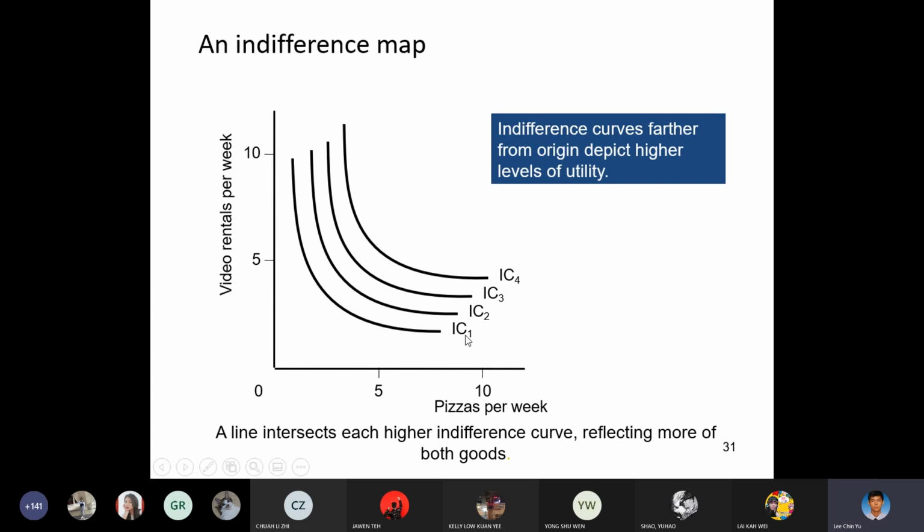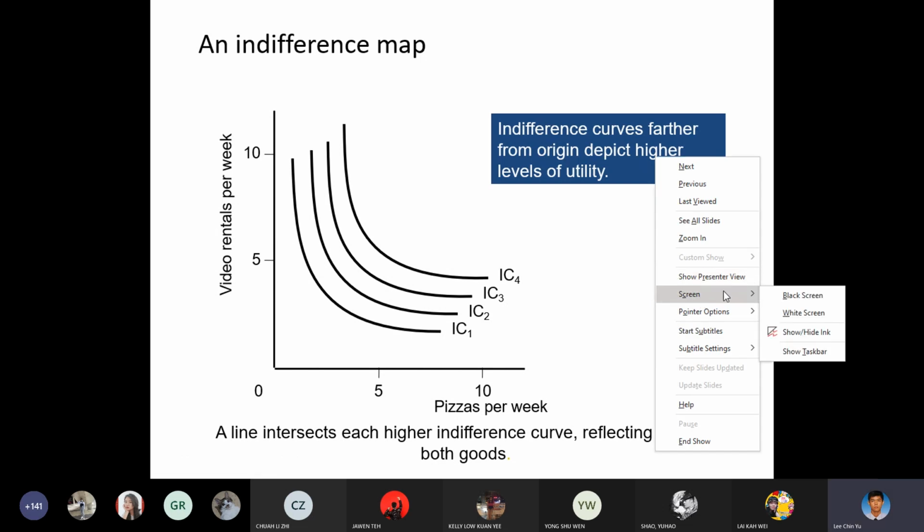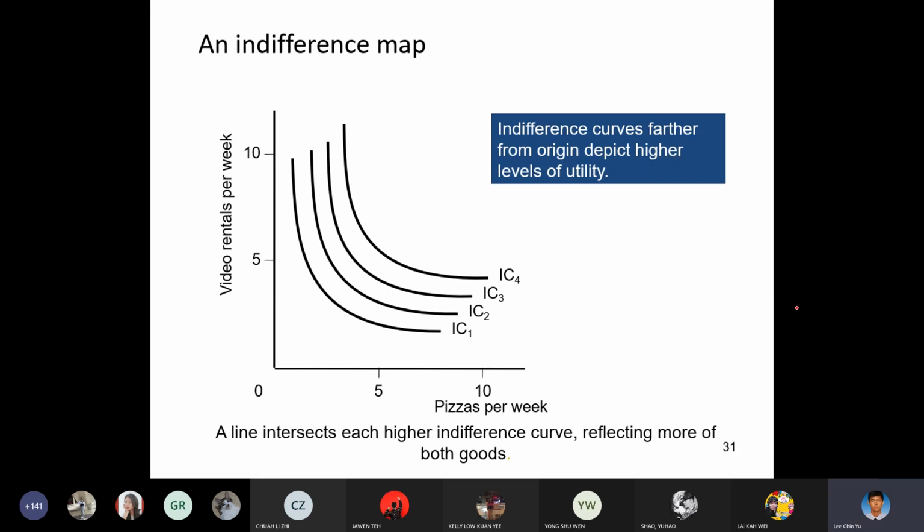Because the satisfaction becomes larger if you're far away from the origin. No problem, because you can consume more. Then over here, some of you might notice that a line intersects each higher indifferent curve, reflecting more of both goods. The textbook draws a line because they want to show you the idea that an indifferent curve farther from the origin depicts a higher level of utility, because they can consume more goods.